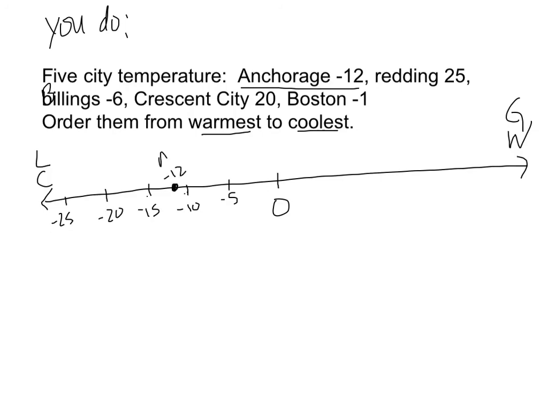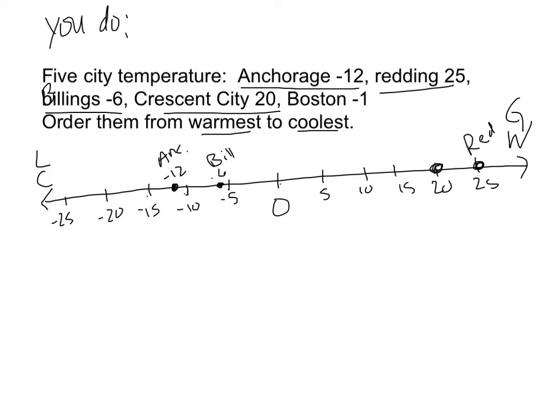Negative 12. Anchorage. Redding is at positive 25. 5, 10, 15, 20, 25. Right there. Redding. Billings is at negative 6. Well, there's negative 5, and that's negative 10, so it's right about there. Negative 6, Billings. Crescent City at positive 20. And Boston at negative 1. Well, negative 5 is there, so that's Boston.